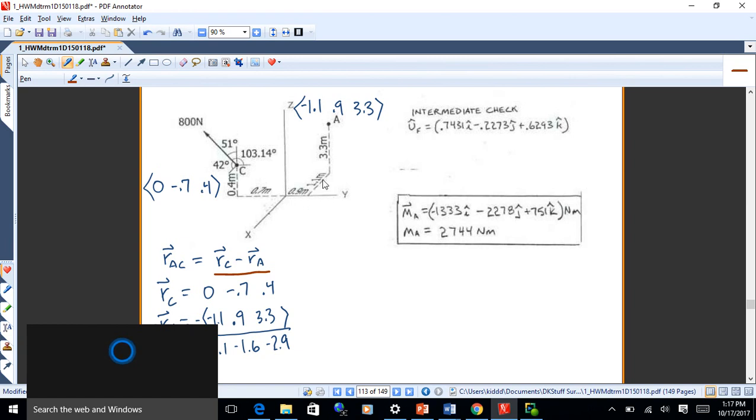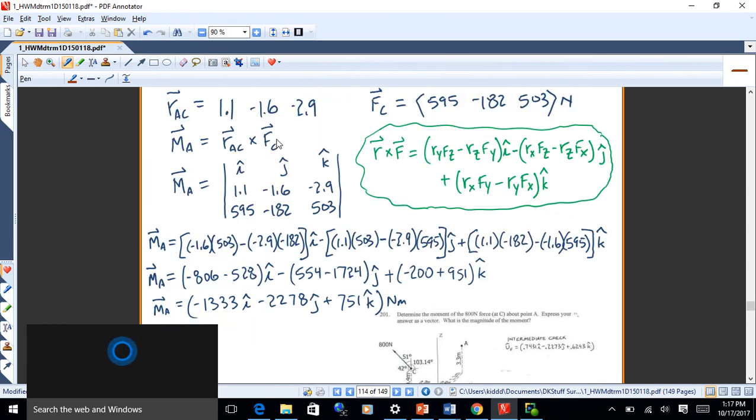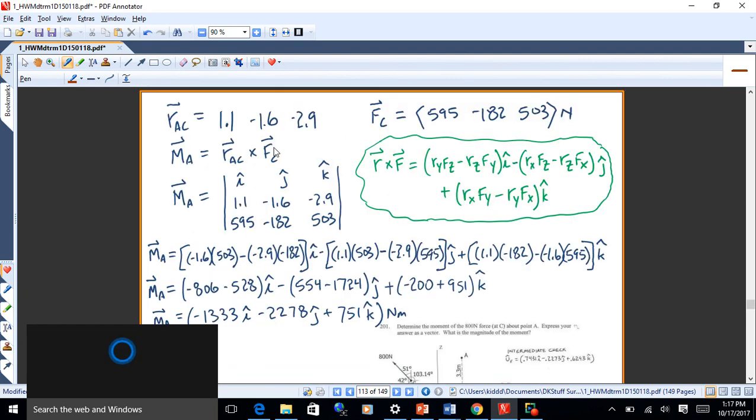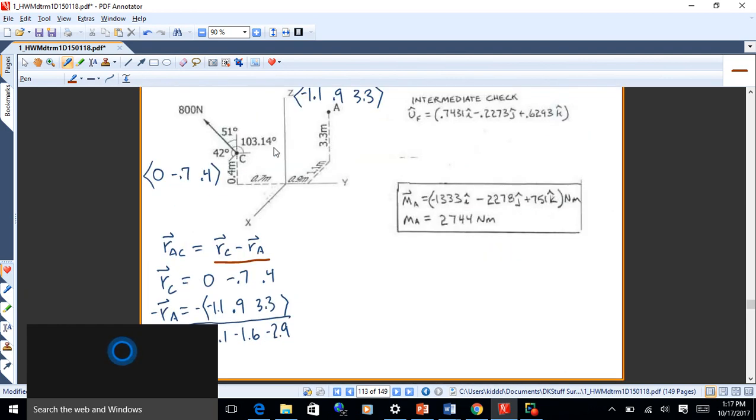Point A here, we're going negative 1.1 in the x, 0.9 in the y, and 3.3 in the z, okay? So we'll subtract those, and that will get us a position vector, like so. So you'll get positive 1.1 in x, a negative y of 1.6, and a negative z of 2.9. So that's the position vector. That's how you get from A to C. C is a point on the force.